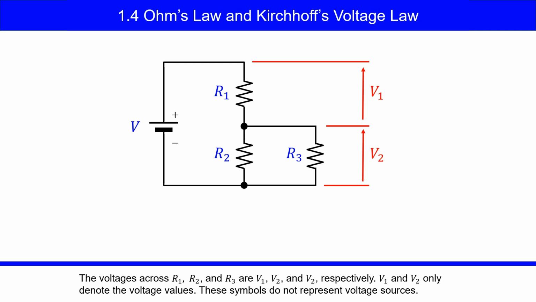The voltages across R1, R2, and R3 are V1, V2, and V3 respectively. V1, V2, and V3 only denote the voltage values. These symbols do not represent voltage sources.